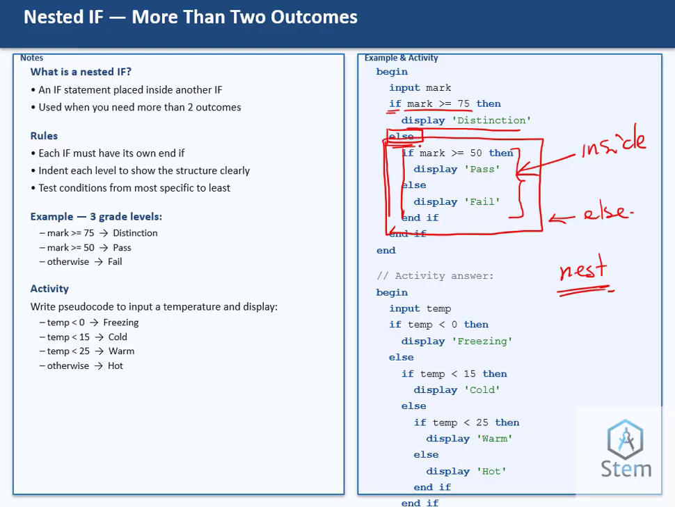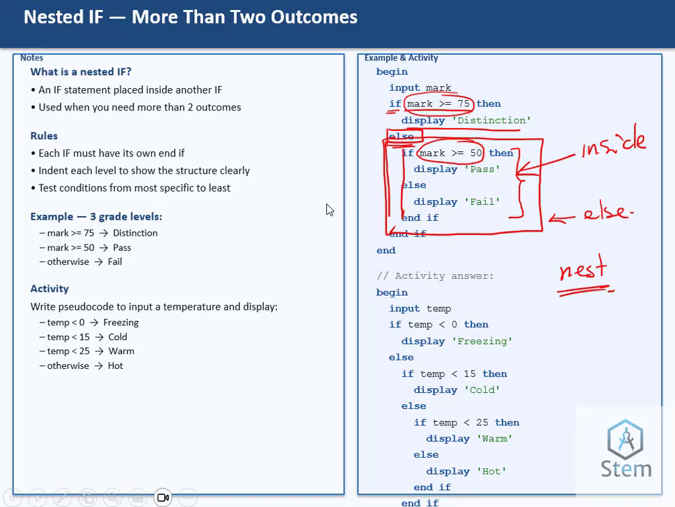All right. So the nested one is helping us to represent more than two outcomes. So we can have a mark greater than or equal to 75. We can have a mark greater than or equal to 50. And we keep going. We can have more than 3, more than 4. You can nest a lot of if statements inside. I want you to examine this code in your free time.